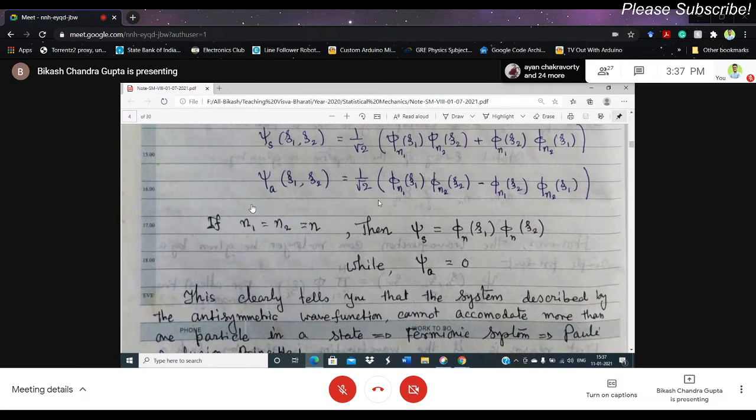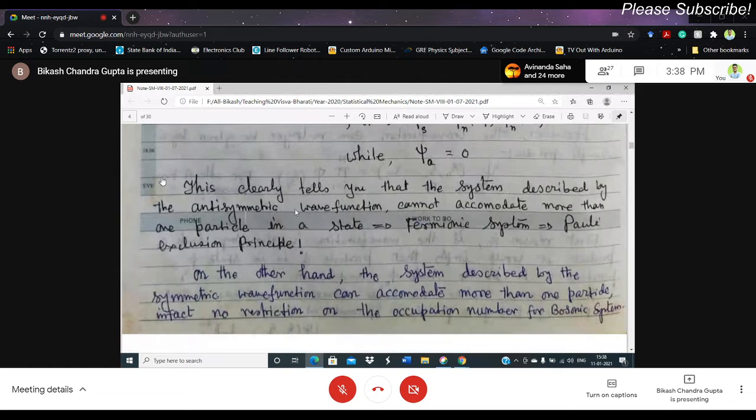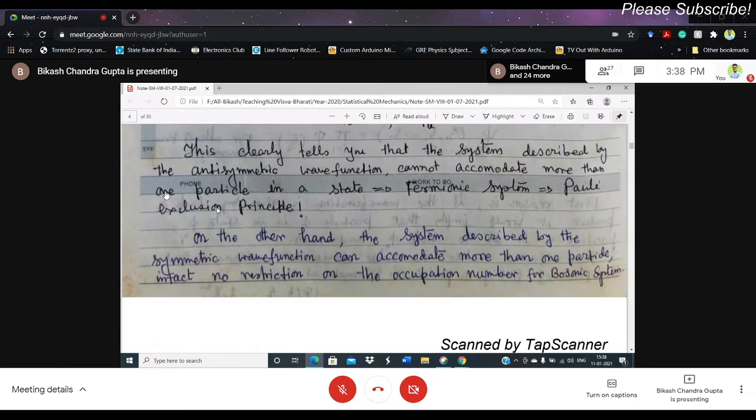This applies to fermions in particular; electron is a fermion. Generally we talk about electrons. Of course we talk about photons also in some situations, and phonons in other situations. But as far as these are electrons or fermions, if you make n1 equal to n2, then the antisymmetric wave function is 0. And therefore it tells you that two fermions cannot occupy a single state. Now, this clearly tells you that the system described by the antisymmetric wave function cannot accommodate more than one particle in a state, in a Fermi system, the Pauli exclusion principle.